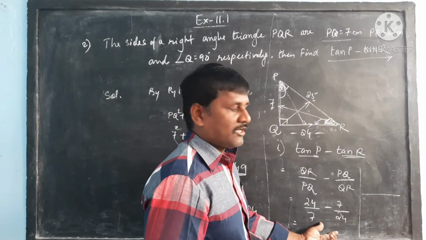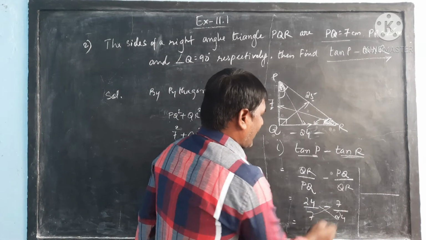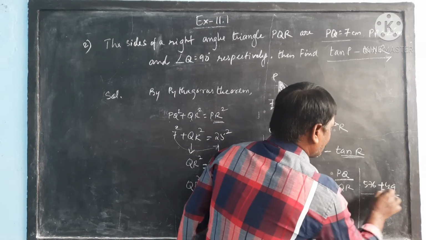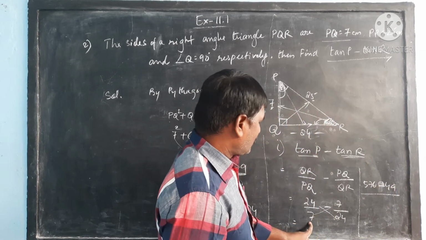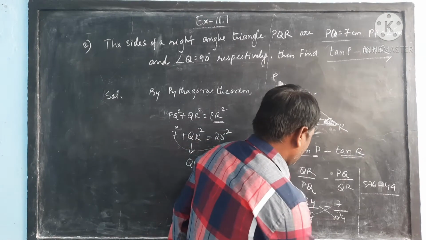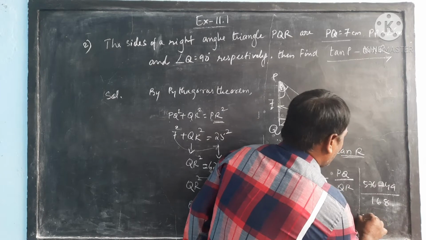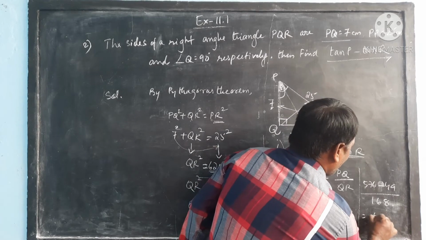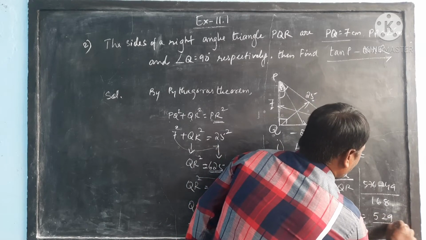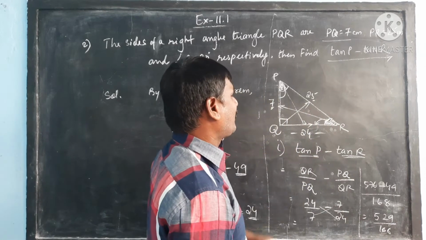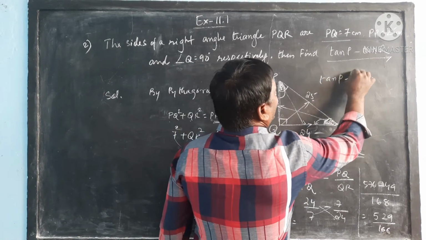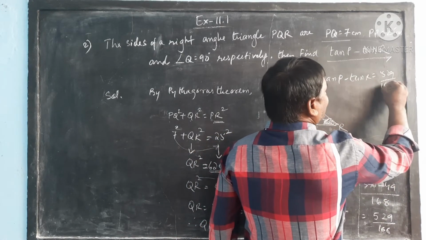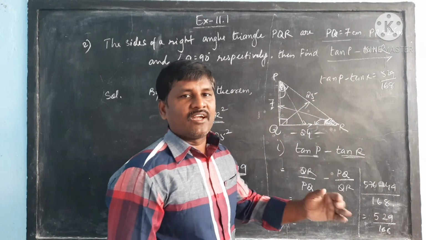As the denominators of these two numbers are co-primes, you can multiply crosswise. 24 square means 576 minus 7 square means 49. Sorry, it is minus. Now 7 into 24 gives 168. Now subtract: 576 minus 49 gives 529 by 168. Therefore, tan P minus tan R is equal to 529 by 168. That's it. Understand?